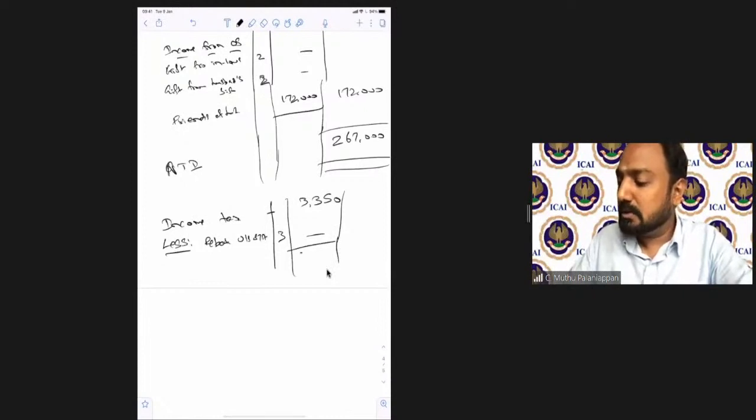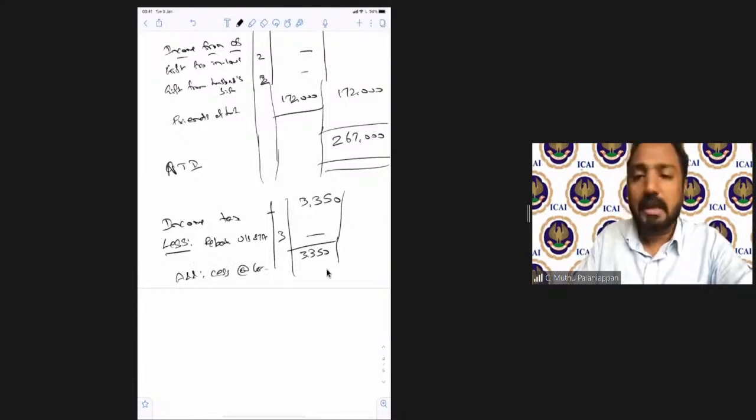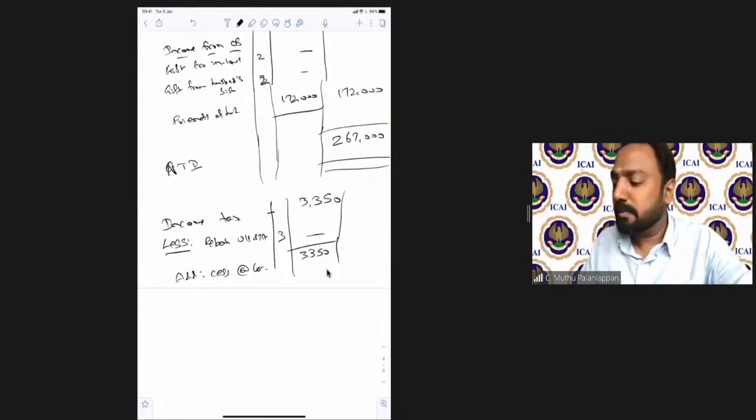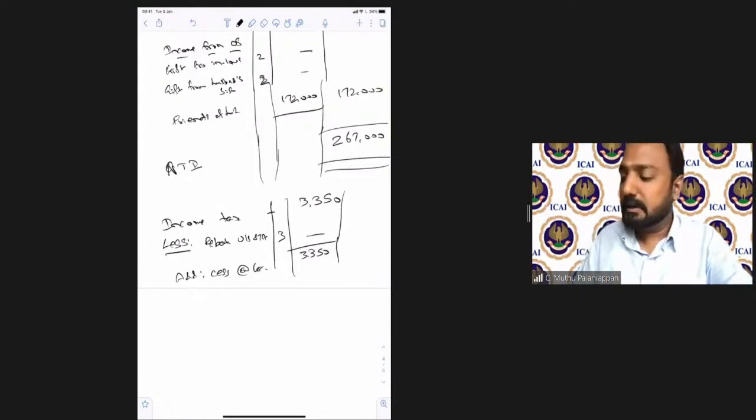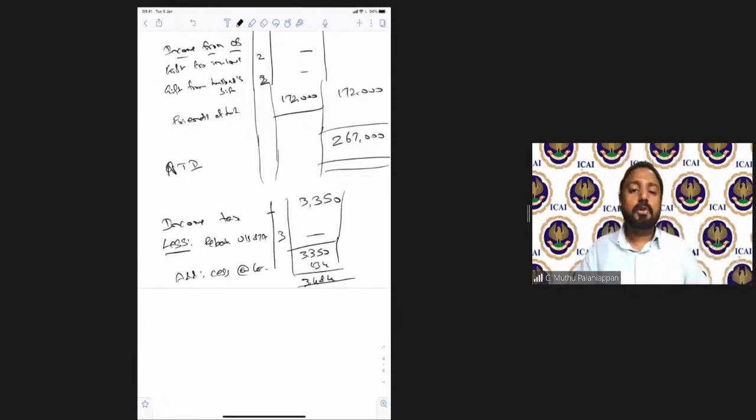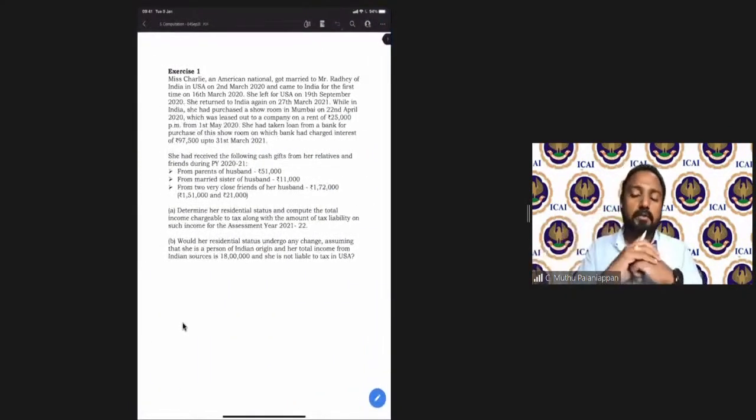So now on 3,350, there is no surcharge. So you add cess, that is at 4%. Here cess is a straightforward portion, it is 4%. So on this 3,350, you apply 4%. So that is 134. So the total will be 3,484. So she has to pay 3,484 of tax liability.